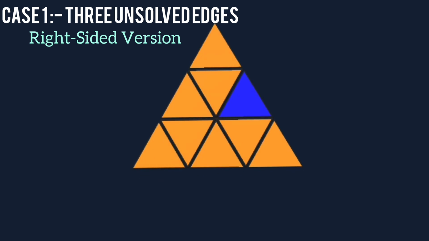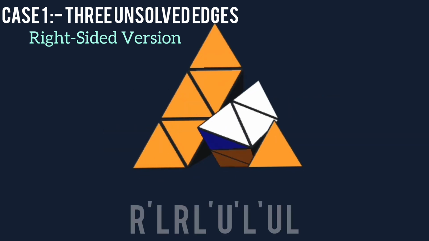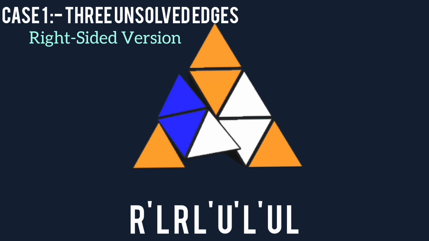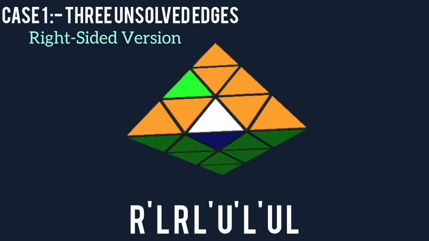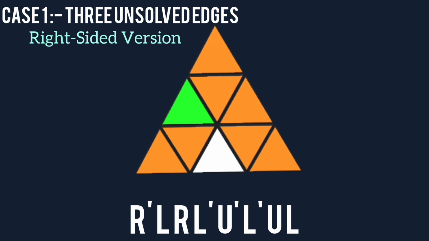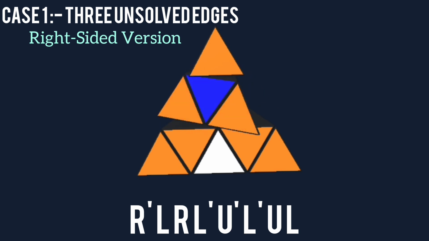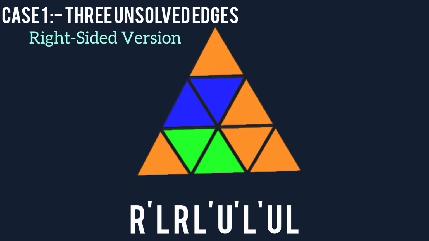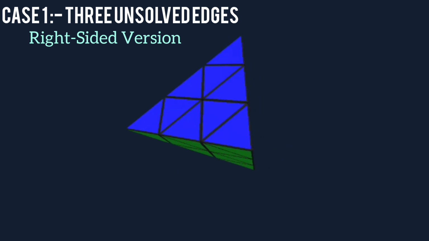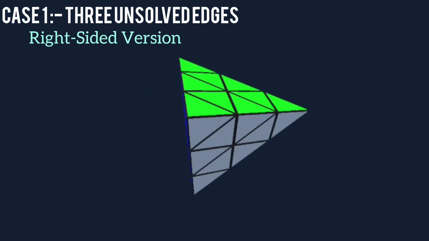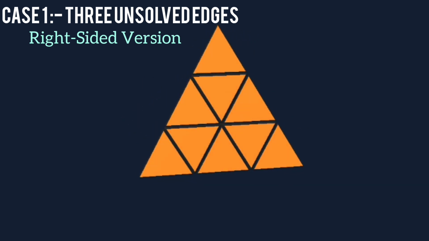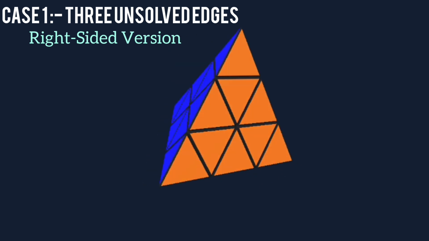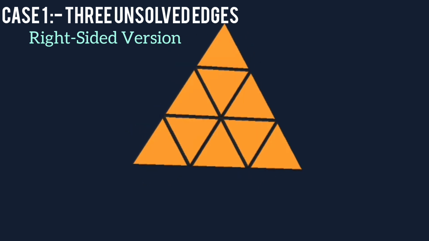So you have to do this right sided algorithm: R prime, L, R, L prime. We have to replace this edge here in the green side. Continue the algorithm: U prime, L prime, U, and L. The right sided version is also done. And now let's go to the next case.